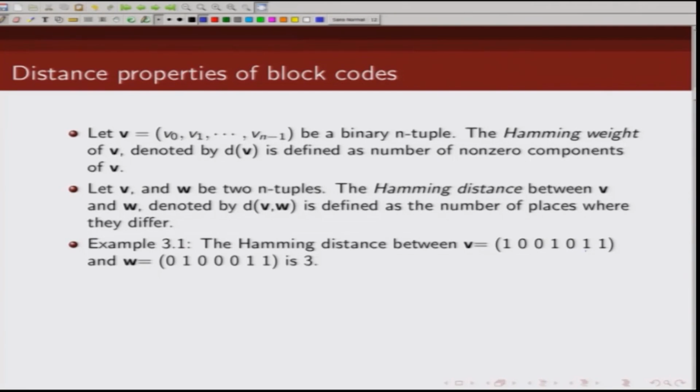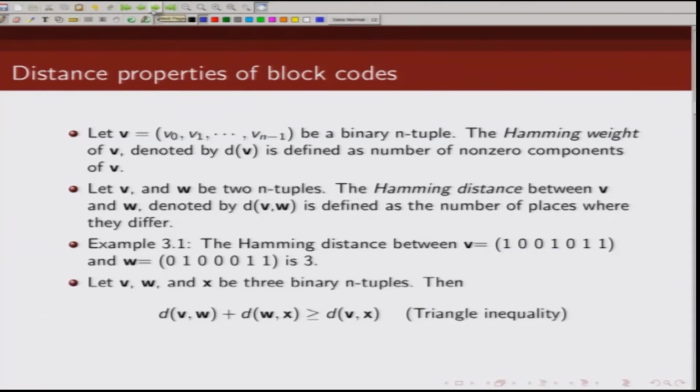In this bit location, both V and W are 1. Similarly, in this location, V and W are same. So, that means our Hamming distance between V and W is 3, and these are the 3 locations where they are differing: the first bit location, the second bit location, and this fourth bit location. So, the Hamming distance between V and W in this example is 3.